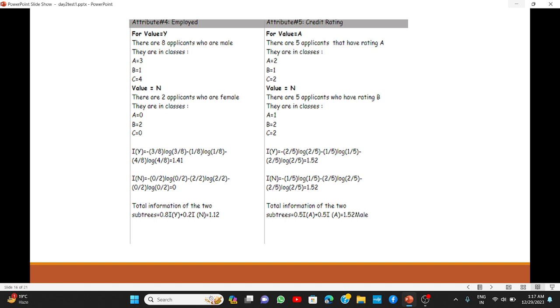Attribute 5 is credit rating. For value A, there are 5 applicants that have rating A. They are in classes: A there are 2, B is only 1 and C there are 2. Value for N, there are 5 applicants who have rating B. They are in classes: A 1, B 2 and C also 2. Information for Y is 1.52 and information for N is 1.52. Both are similar. Total information of the two subtrees is 1.52.